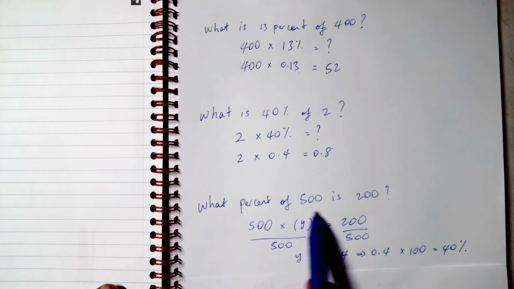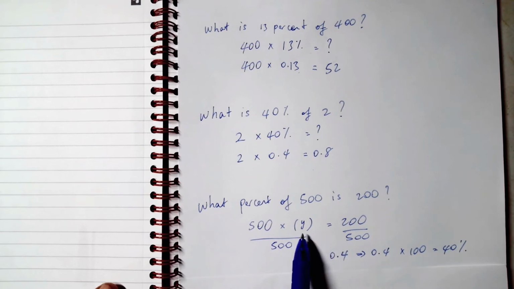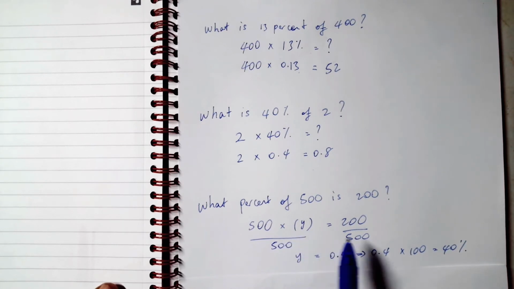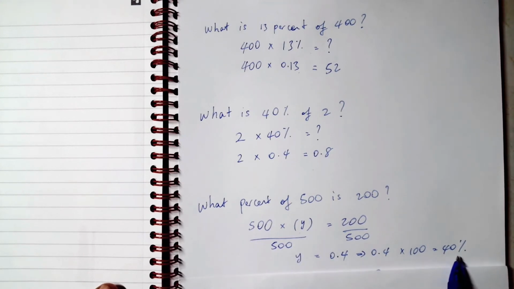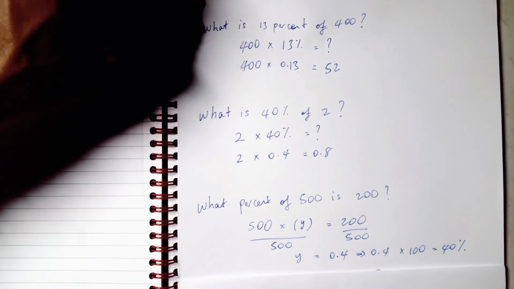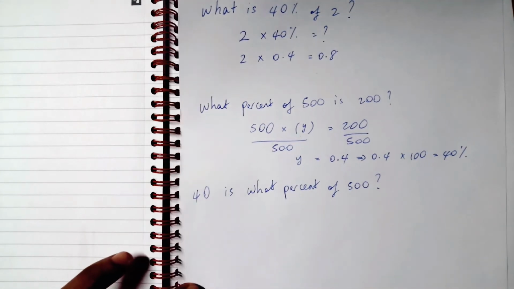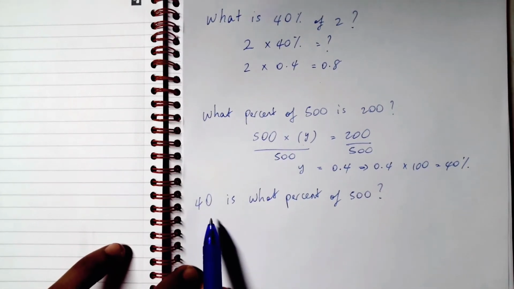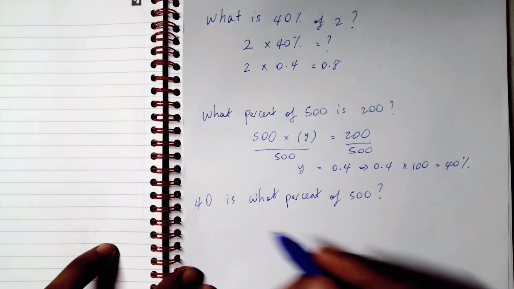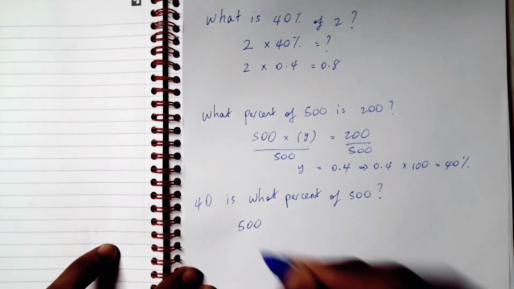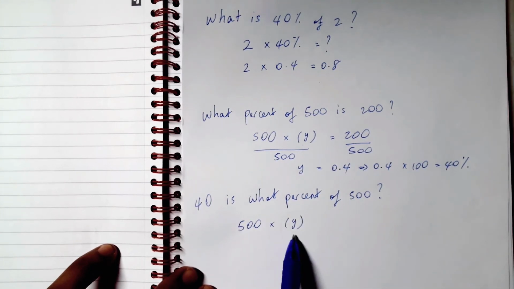We make our general setup, which is the number we want to find the percentage of, multiplied by the percentage, equal to the result. And we make the percentage the subject of the formula to find what it is. Then we have a last question. 40 is what percent of 500? Again, 500 is the number we want to find the percentage of, but we are not given a percentage. We must find the percentage.